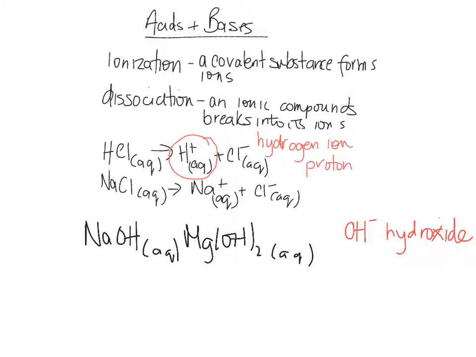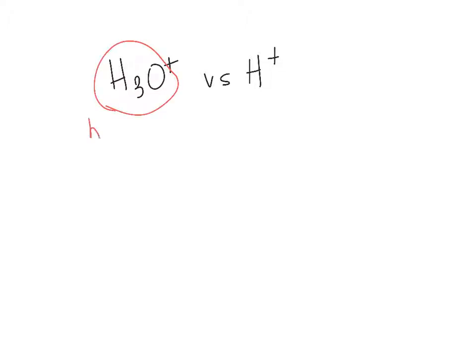But this is a problem. This doesn't really hold to what we know, because in water, we don't actually make H+ ions. We actually make something called the hydronium ion. So this is problem number one. Acids actually form H3O+, not H+. We make this entity H3O+, and this is called, and this is on your sheet, the hydronium ion.